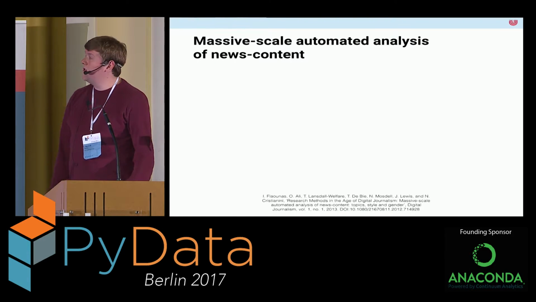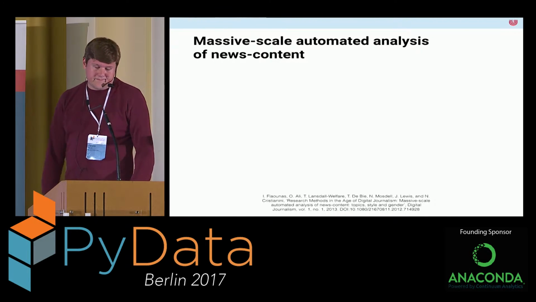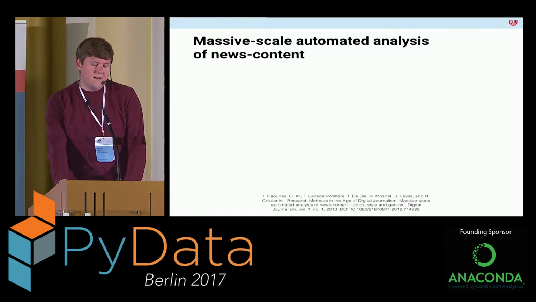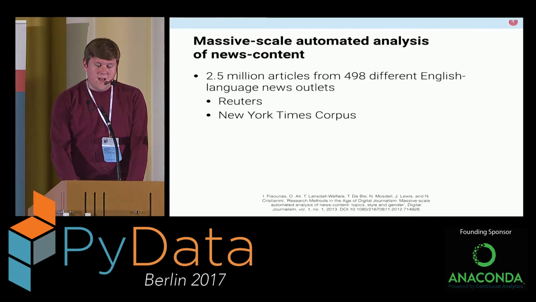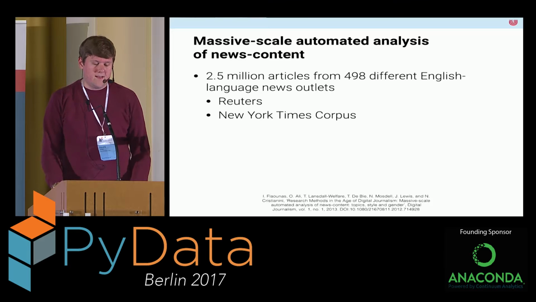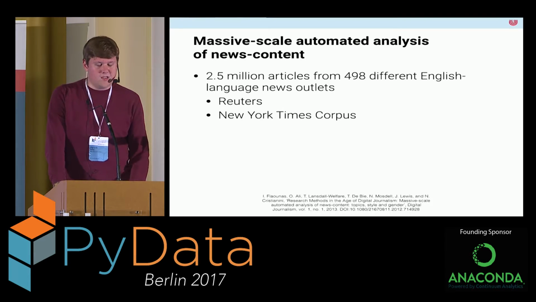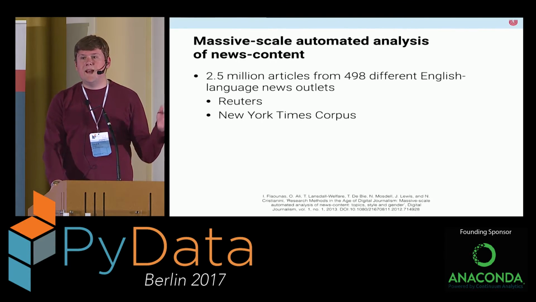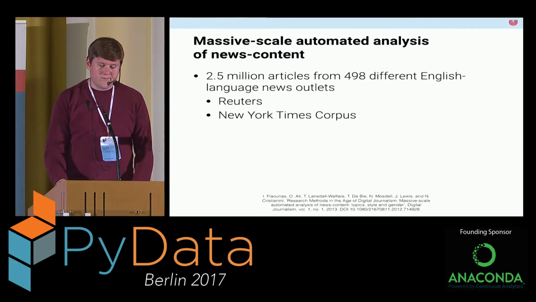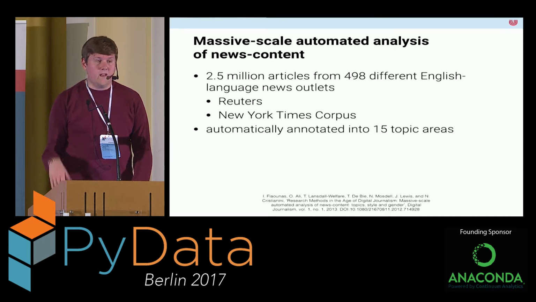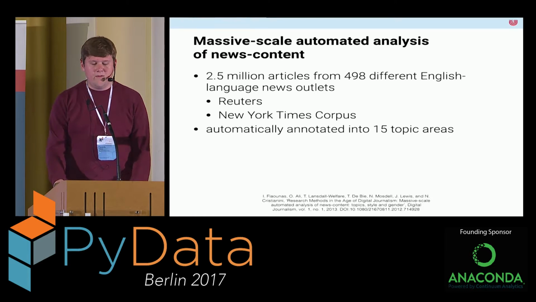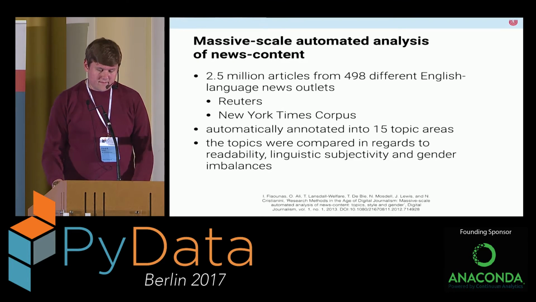And this was then used to analyze journalism. So there's a paper called Massive Scale Automated Analysis of News Content, and what they did is they took this huge corpus with 2.5 million articles from about 500 English language news outlets. So that's basically everything the New York Times has ever published, everything Reuters is publishing. And they used this latent Dirichlet allocation to annotate it into 15 different topic areas.